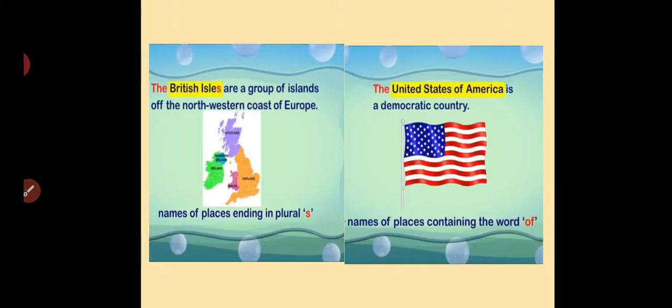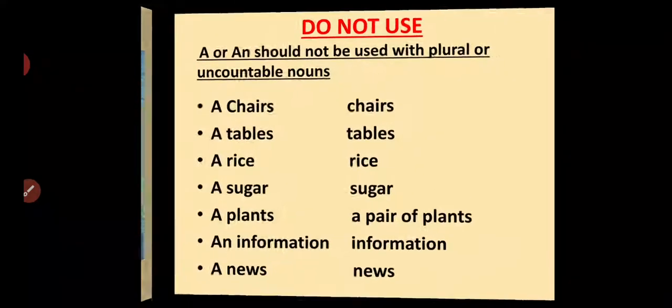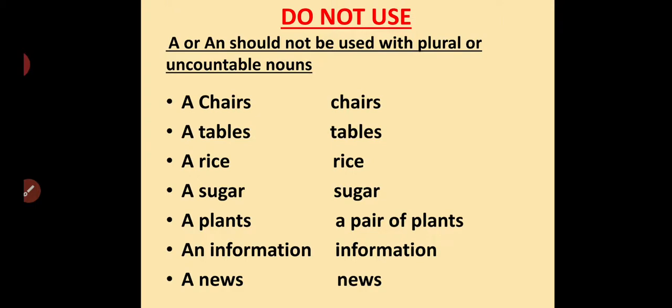And the is also used before the names of places containing the word of. For example, the United States of America, or you can say the United Nations. Like that we come across some countries. And basically we have to remember very carefully, my dear students, here.